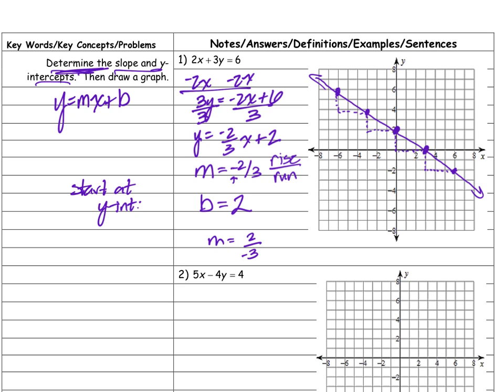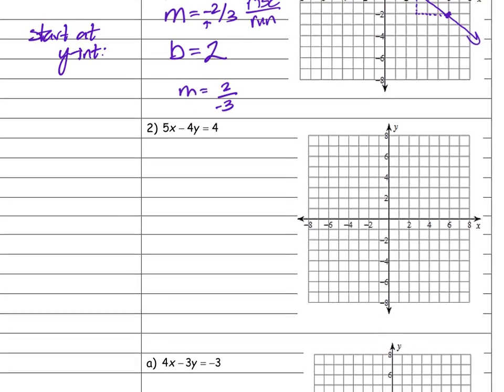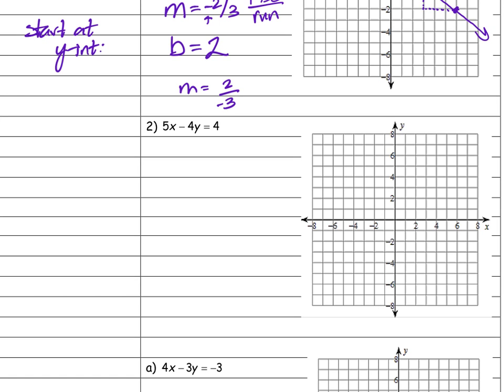Okay, we're going to do the next one, doing the same thing. Okay, so I'm going to solve for y, subtract 5x, and I get -4y equals -5x plus 4. Divide by -4, and y is going to equal negative divided by positive. So 5/4 x minus 1. So my slope is 5/4.